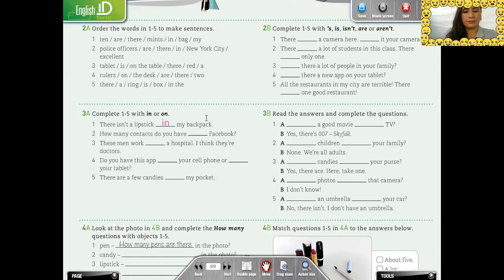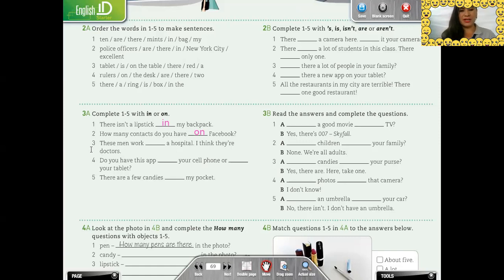How many contacts do you have on Facebook? On Facebook. You're not going to say in Facebook. When you talk about social networks, you're going to use the preposition on: on Facebook, on Twitter, on Instagram, on internet. What else? Another social network? On YouTube. On TikTok. You're not going to say in YouTube or in Twitter. No, it's on. For social networks, you're going to use on.